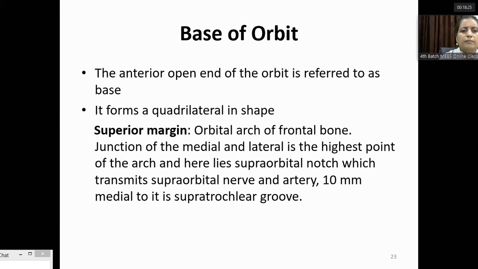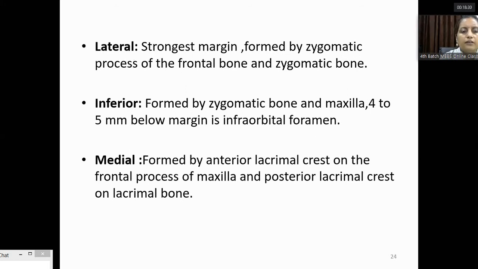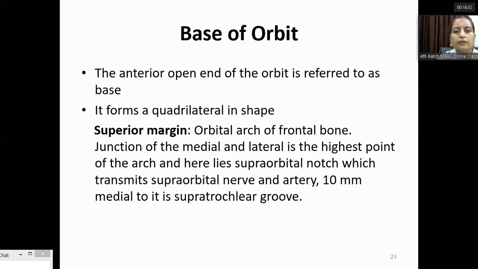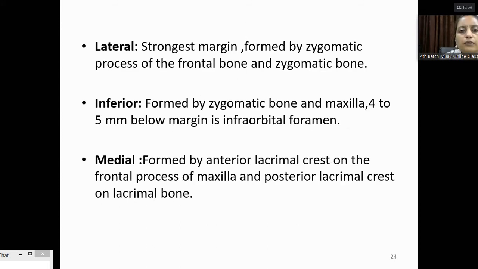So the different margins are the superior, lateral, inferior, and medial margins. The superior margin is formed by the frontal bone, the lateral margin by the zygomatic bone, which is the main bone, the inferior margin by two bones, maxillary and zygomatic, and the medial margin by two bones, maxillary and lacrimal.